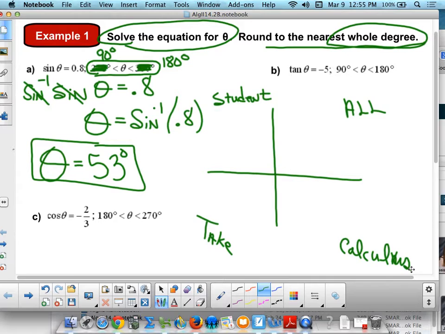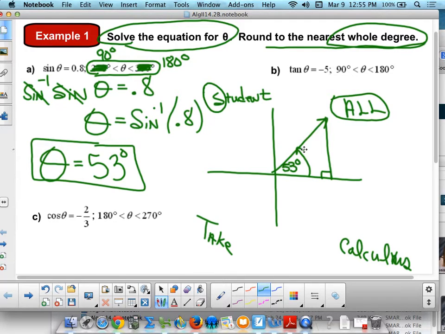Well, if I ask you where sine is going to have positive ratios, sine will be positive where? All trig functions are positive here. Where else is sine positive? Right here. Yep, right there. So you know what's happening? The calculator's been programmed to tell you the answer is 53 degrees. It is. It creates this triangle right here. That's what the calculator's telling you. Sine of 53 degrees is this over that, which is 0.8. But there's another answer. It's in the second quadrant.